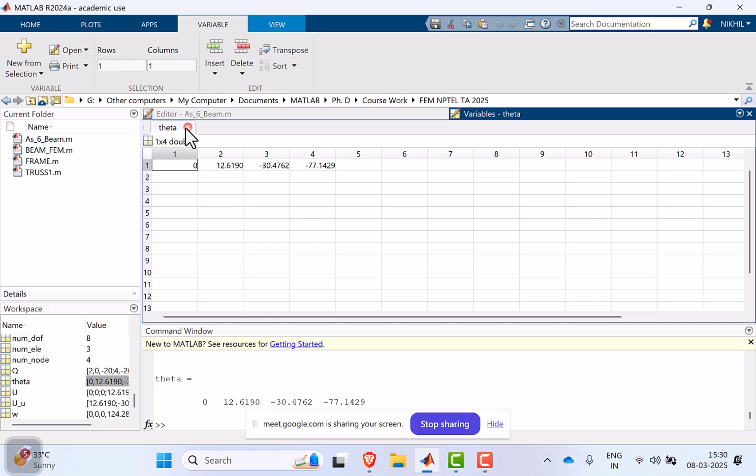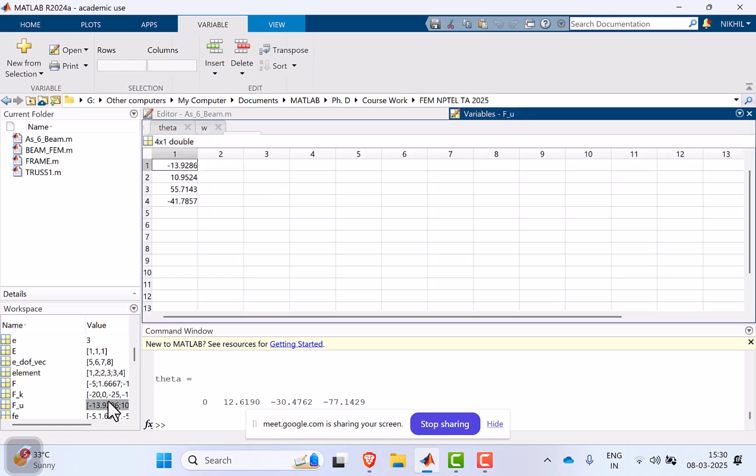The third question says the reaction force at joints B and C. So reaction force can be computed here. I think reaction, no, not this. Reaction will be calculated by F unknown. So these are the reaction forces. At C it will be 55, and one will be 41. So at B and C, this can be done.